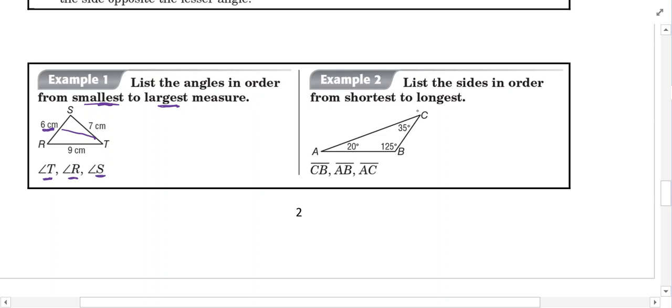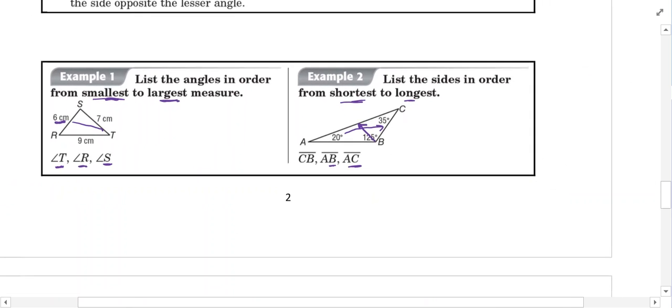For this one, we're listing the sides in order from shortest to longest. So the shortest side is going to be opposite the smallest angle. The smallest angle is 20, the side that's opposite is CB. The largest side is going to be opposite the largest angle. The largest angle is 125, the side that's opposite is AC. The in-between angle is 35, the side that's opposite is AB.